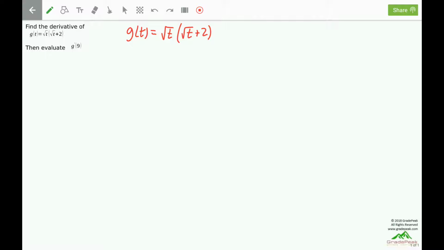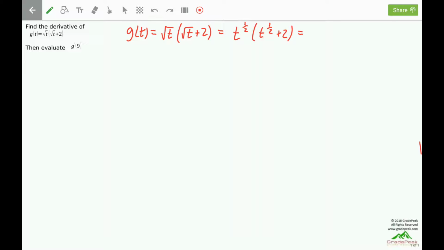One option is the product rule, or we can directly take the product, which will be easier if it's possible, and it is possible here. I'm going to rewrite the square root of t to the first power as t to the 1 over 2. Likewise, in the parentheses, it'll be t to the 1 over 2 plus 2. And we can now distribute that t to the 1/2 in.